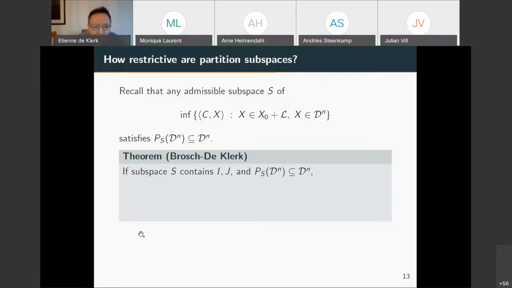So let me just give you a less trivial result that we showed. If a subspace contains the identity and the all ones matrix and it's cone positive for the doubly non-negative cone, then it has to be a partition subspace. So what this says is any admissible subspace for the doubly non-negative cone that contains the identity and the all ones matrix already has to be a partition subspace. So in some sense, the restriction to partition subspaces is not that strong.